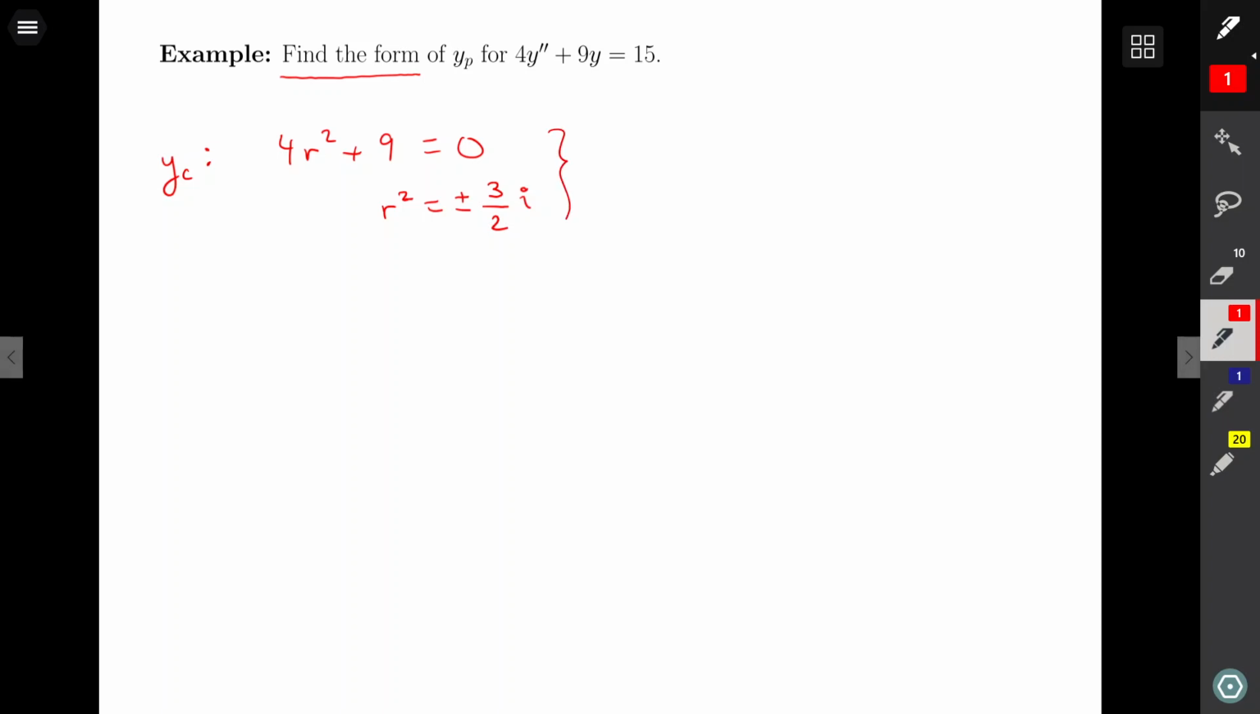So if you'll remember, quick review, that means that the complementary solution is an arbitrary constant multiplied by cosine of 3 halves of x, plus a possibly different constant multiplied by sine of the same thing.